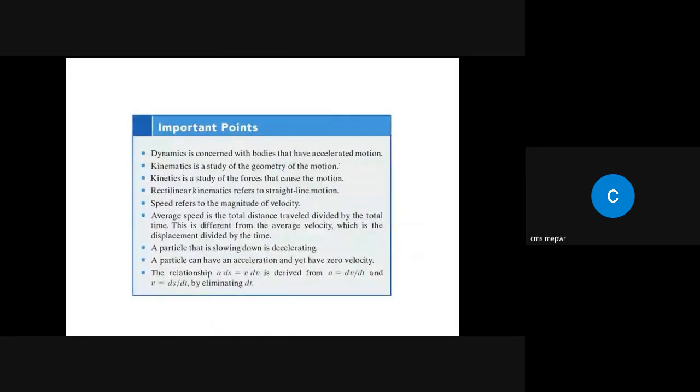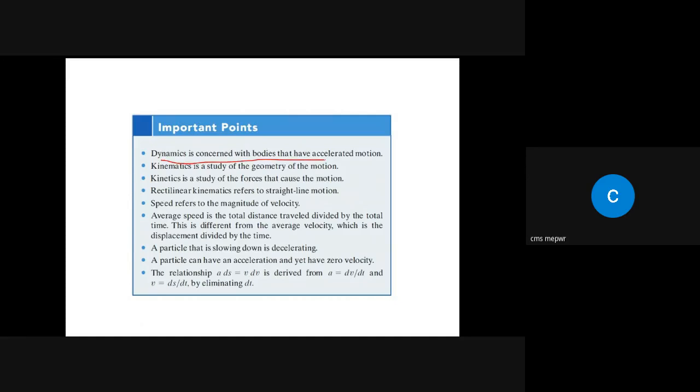In most of the books, especially in R.C. Hibbeler, when you go to the end of any topic, what they basically do is combine those important conclusive points from the topic or from the chapter. So the first one is basically dynamics is concerned with the bodies of accelerated motion.